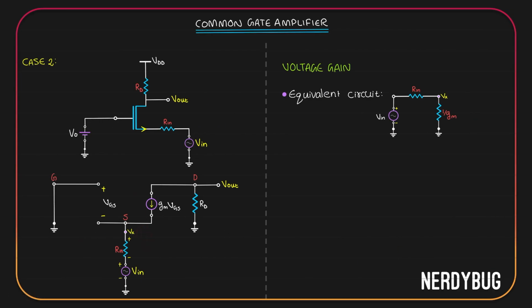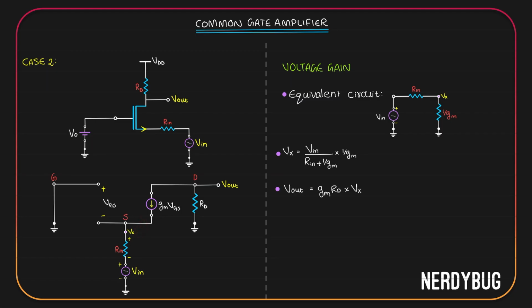I am going to write Vx in terms of Vin, so we can find what is ultimately Vout by Vin. To find a relation between Vin and Vx is very easy because what we have over here is a simple voltage divider. So Vx is going to be Vin divided by Rin plus 1 by gm, multiplied by 1 by gm. As we already saw, Vout is going to be Vx multiplied by gmRD.